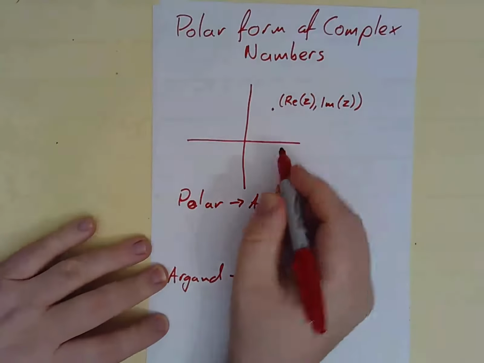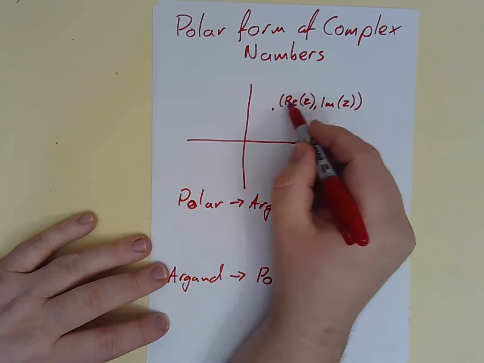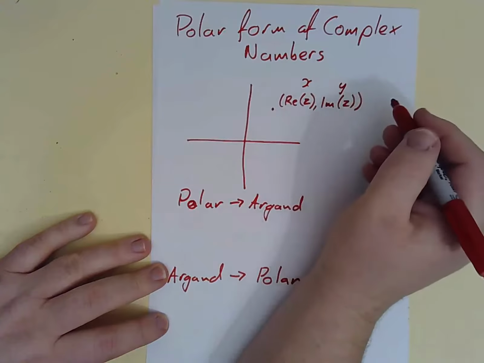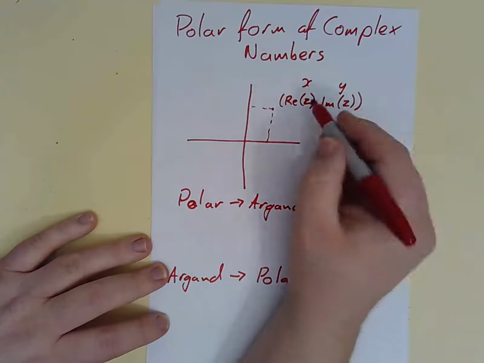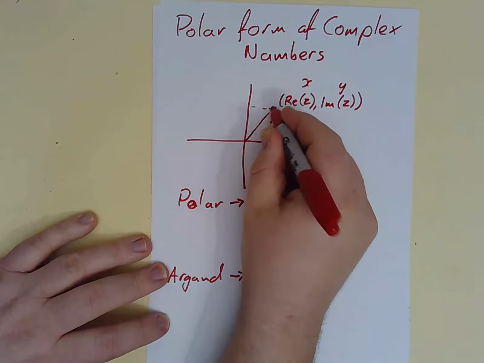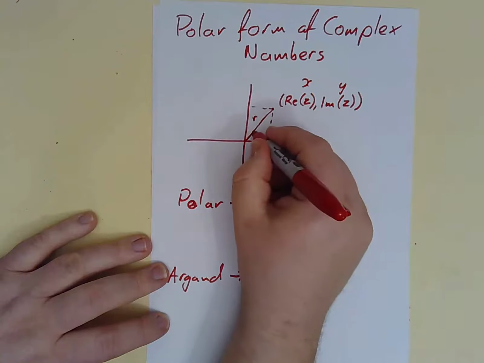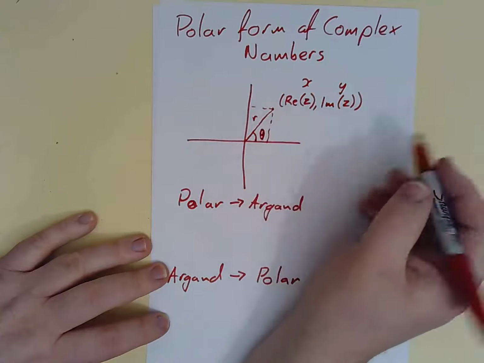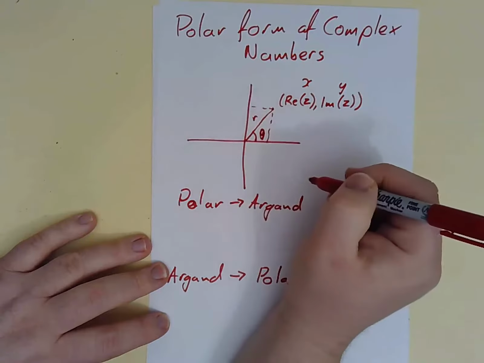So we've got here some complex number z, and we can say that its coordinates in this argand plane are the real part of z and then its imaginary part. So that's like our x and y, if you like. Now, the polar form changes the way we express this. We talk about the distance from the origin, which we're going to call r for radius, and then we talk about the angle that it makes with the x-axis. So when we have a polar form, we have an r value and a theta value.